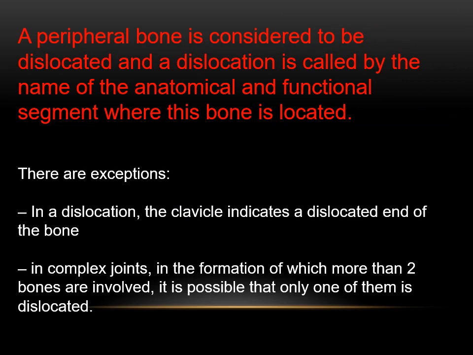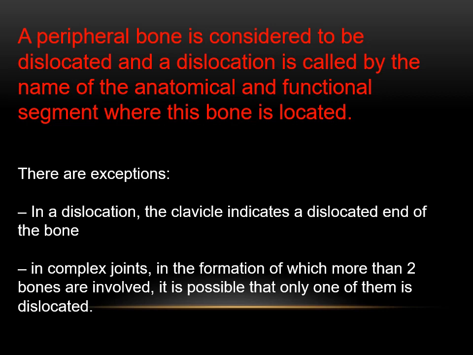Now let's talk about our terminology. This is the scourge and misfortune of all our students; for some reason you can't remember it. The peripheral part is considered dislocated, that is, the peripheral bone or segment, and the dislocation is named by the name of the functional segment where this bone is located. So it is correct to speak of dislocation of the shoulder, dislocation of the forearm, dislocation of the hand, dislocation of the hip, dislocation of the lower leg, dislocation of the foot, and, for example, dislocation of the middle phalanx, where the entire phalanx is dislocated.